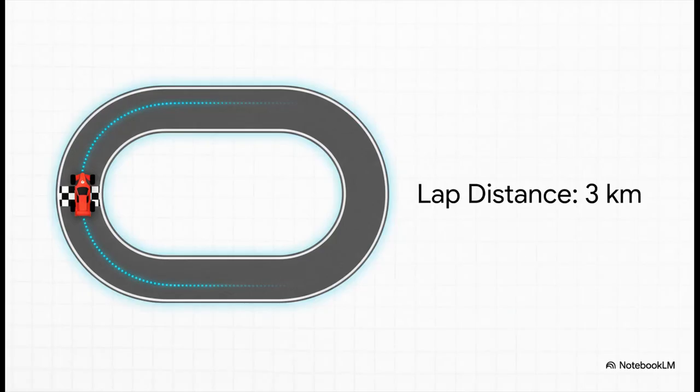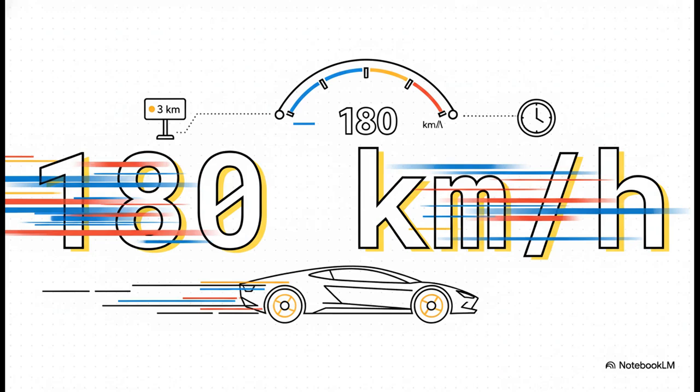Now, to really make this stick, let's use a fantastic example that can feel a little bit like a brain teaser at first. Imagine a race car on a 3-kilometer circular track. It starts at the finish line, and it completes exactly one perfect lap, ending right back where it began. Now, this car is moving fast. It has traveled a distance of 3 kilometers in a very short amount of time.